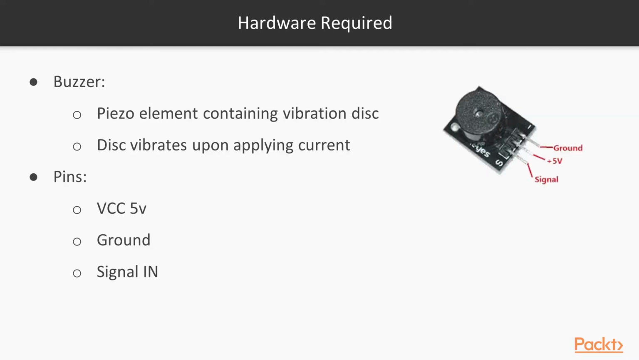A buzzer consists of an outside case with 3 pins attached to it: the VCC 5 volts, the ground, and the signal in pin. Inside is a piezo element which is surrounded by a metal vibration disc. When current is applied to the buzzer, it causes the disc to contract and expand, which then causes the surrounding disc to vibrate. That's the sound that we hear. And if the frequency of the buzzer is changed, then the speed of the vibration changes, which then causes a change in the pitch of the resulting sound. And as a result, we can generate some beautiful melodies like this.